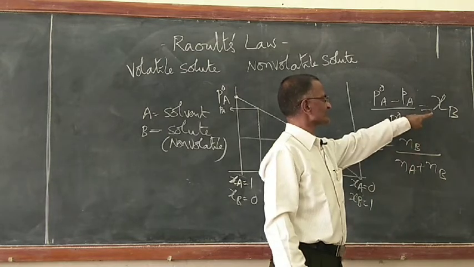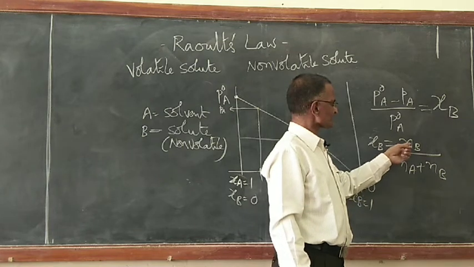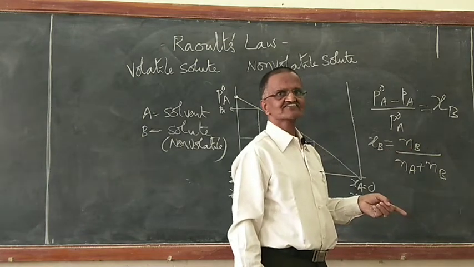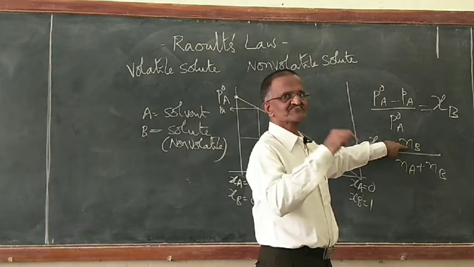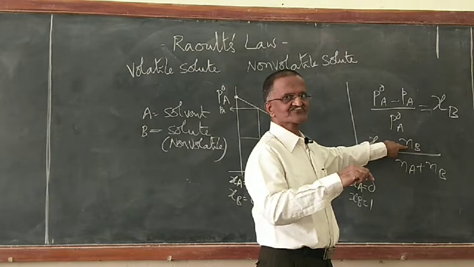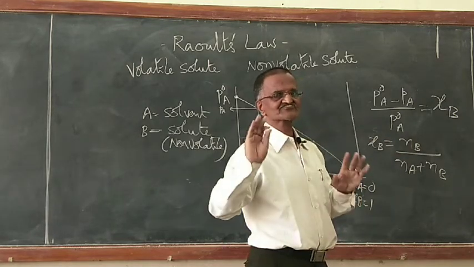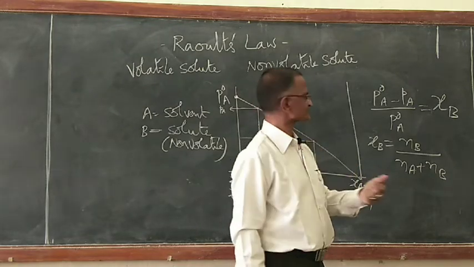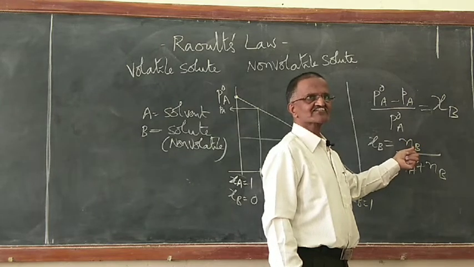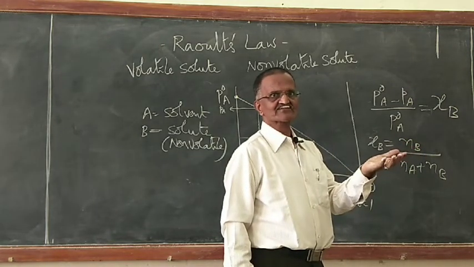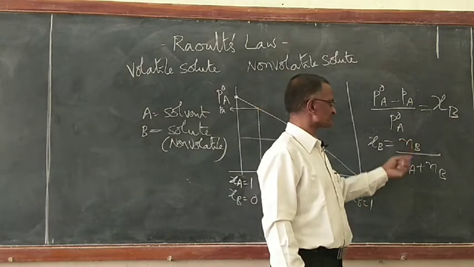This is the expression that I have. What is nB? The amount of B present in the solution divided by its molar mass. For that only, at the start we first understood how to find mole fractions. nB equals wB, the mass of B given, divided by MB. What is MB? The molar mass of B.